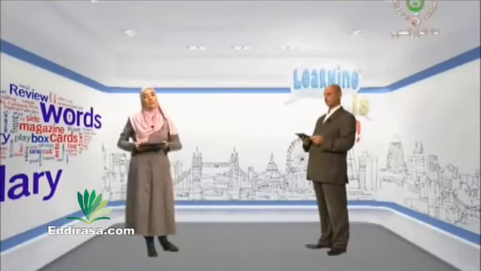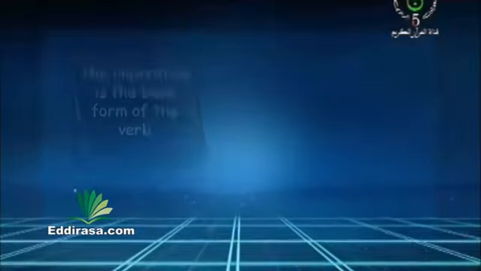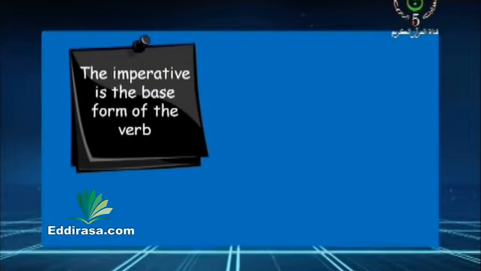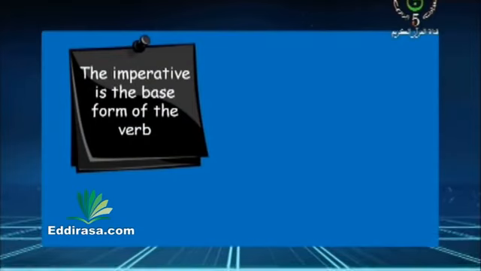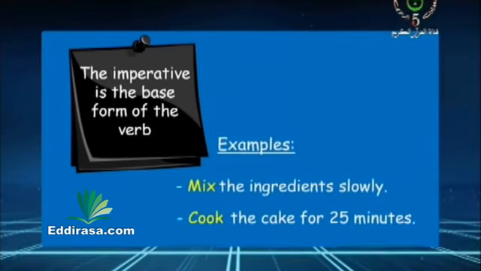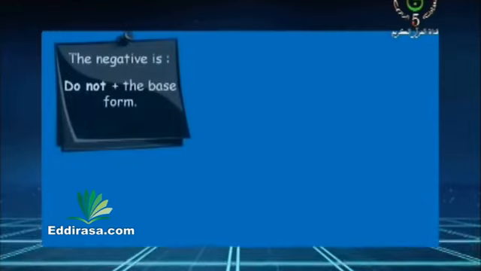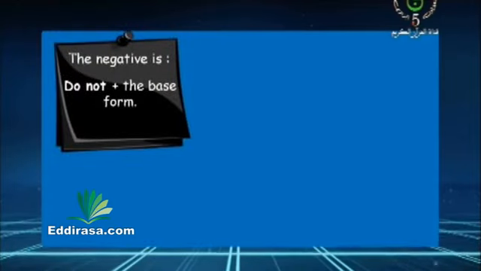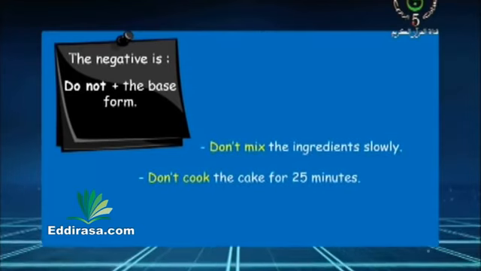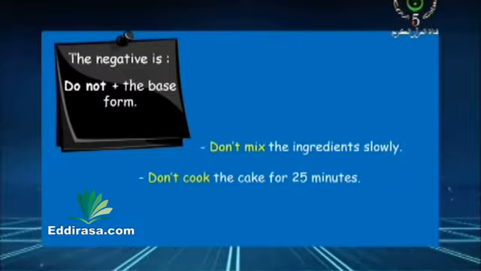Now let's see with Mr. Zian a little reminder about the imperative form of verbs. Let's see here an example. The imperative is the base form of the verb. Mix the ingredients slowly. Cook the cake for 25 minutes. The negative is do not plus the base form. Don't mix the ingredients slowly. Don't cook the cake for 25 minutes.